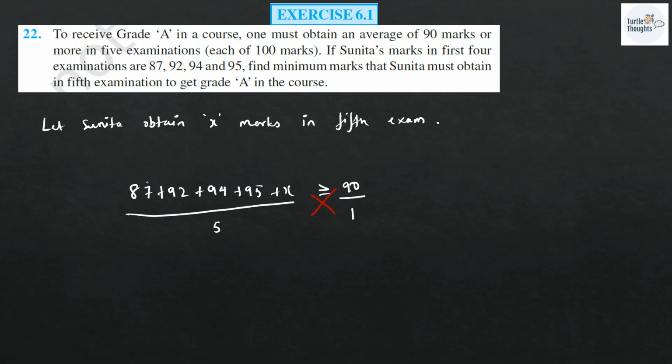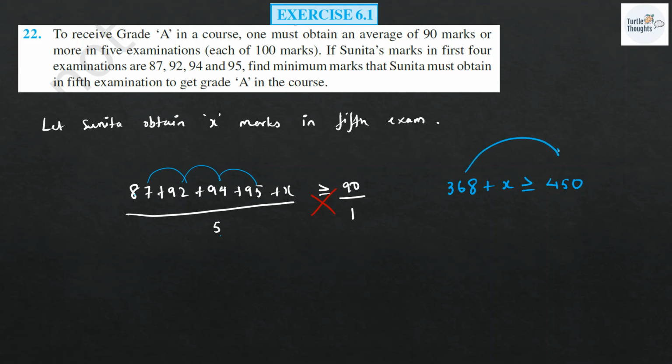So it is going to be 7 plus 2 is 9, 9 plus 4 is 13, carry 1. It's going to be 1, 8, 8, 9, 18, 18, 27, 8, 30. 30 plus 6 is going to be 36, right? So I should be getting 368 plus x, which is going to be greater than or equal to 90 multiplied by 5. 90 multiplied by 5 is going to be 450.